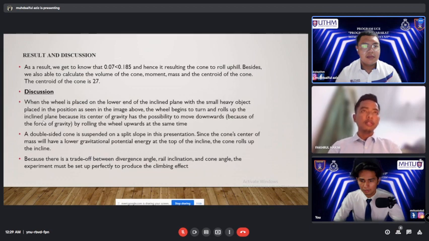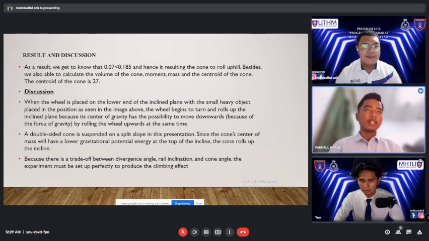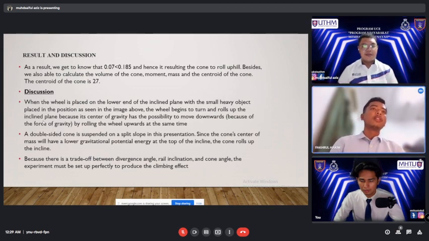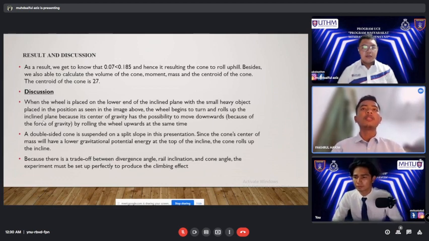Thank you. So for the result and discussion, the result we get is that 0.07 is less than 0.185, and hence it results in the cone rolling uphill. Besides, we are also able to calculate the volume of the cone, moment, mass, and the centroid of the cone. Then we get the centroid of the double cone is 27.